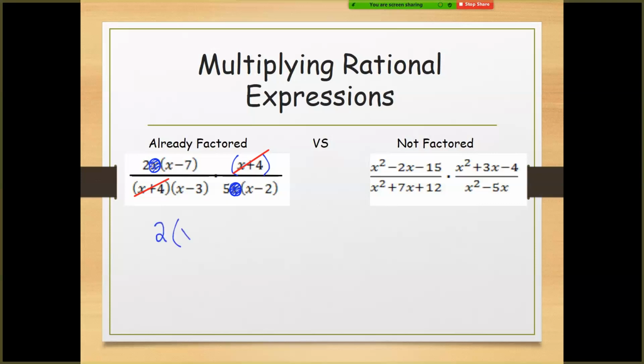That leaves us with 2 times x minus 7 in the numerator. And then the denominator, x minus 3 times x minus 2. Oh, don't forget your 5. So if it's already factored, you're just going to cancel anything that's the same in the numerator and the denominator. If I give you a problem like the one on the right, it's not factored, guess what you get to do? Yep, we get to factor it.